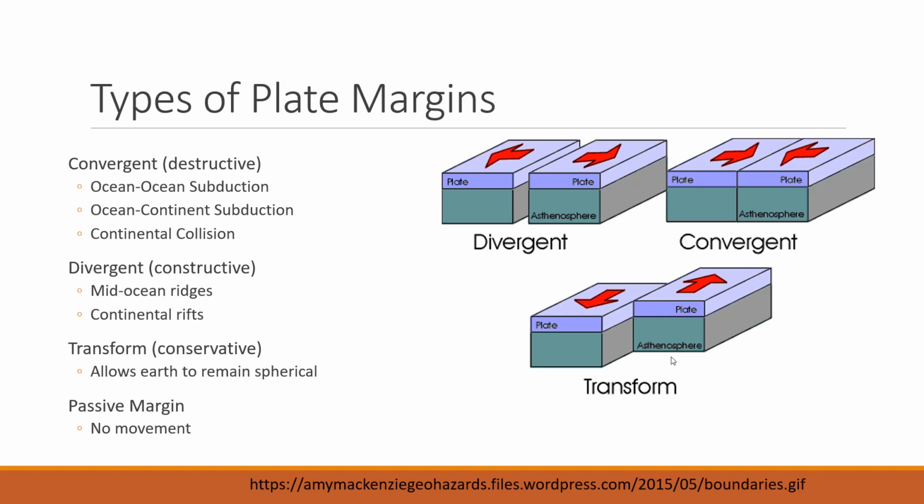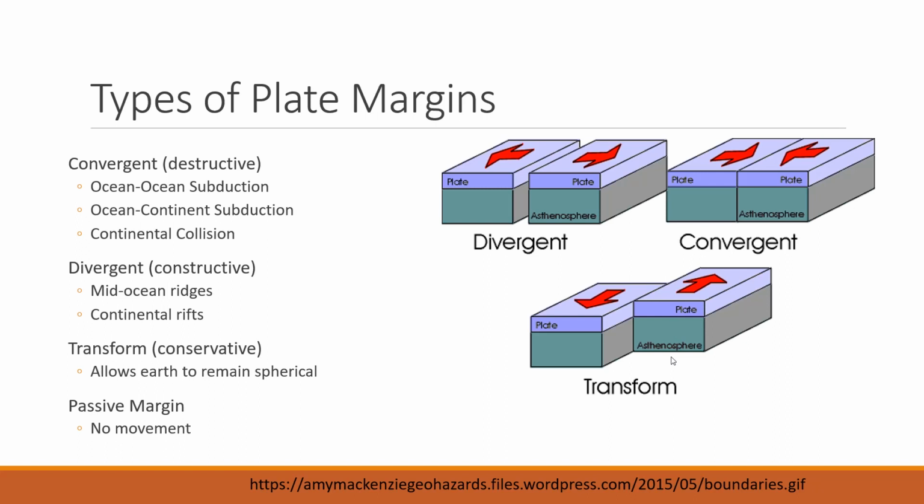We can have divergent or constructive boundaries. I know they're both a C and a D. Unfortunately, they're not the same one. So you really need to think about what the words mean. Divergent means to diverge or to pull apart. This is where we are constructing or creating material. So this happens at mid-ocean ridges, or continental rifts if it's on the land surface.